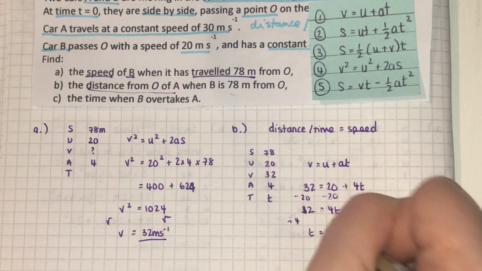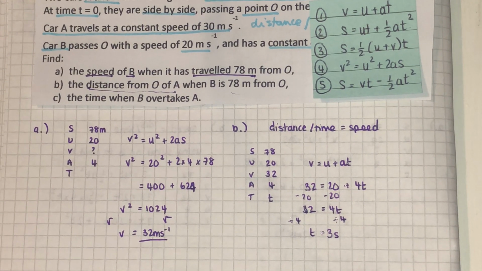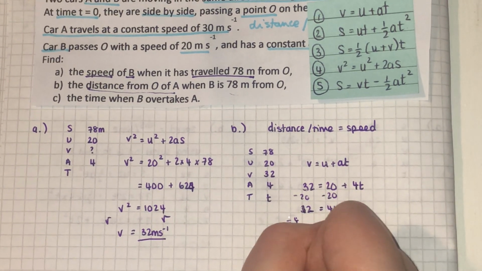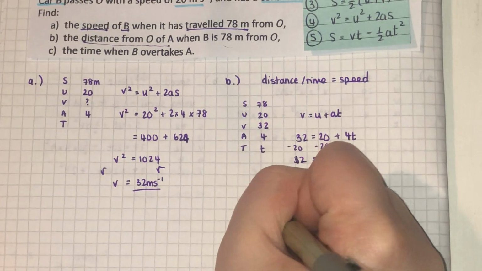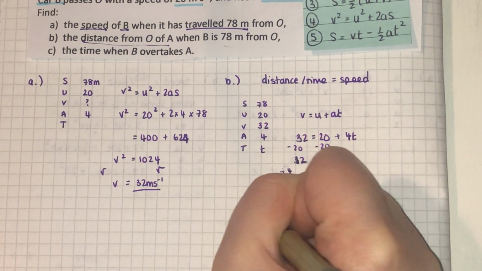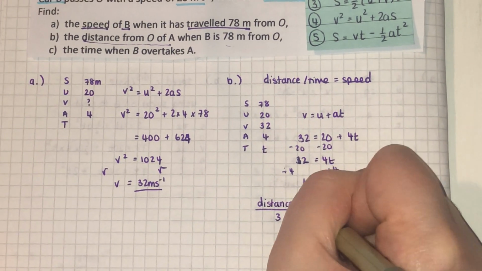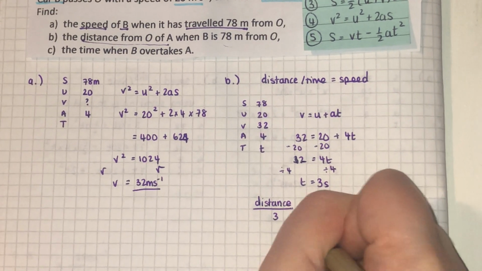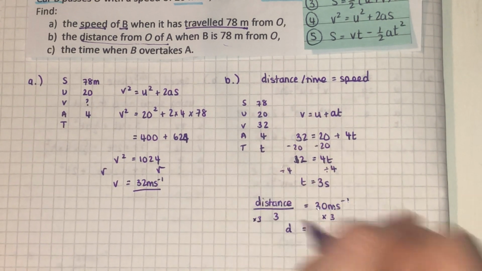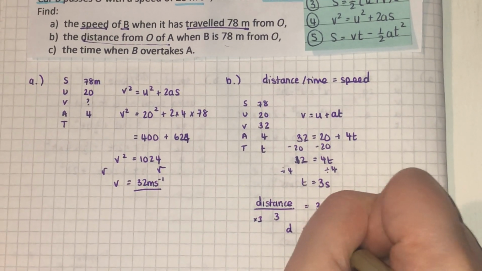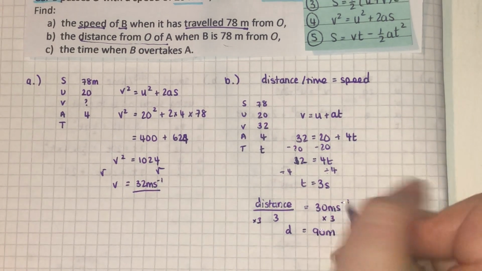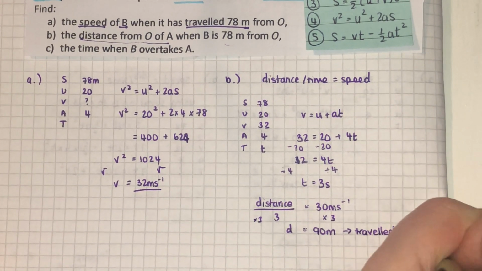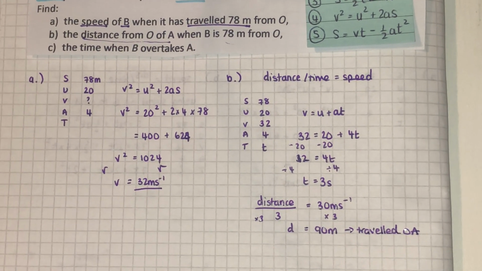So t is equal to 3 seconds. So we know that it took 3 seconds for car B to get that far. Okay, so then using this formula, the distance that we're looking for: distance divided by the time, which we know is now 3, is equal to the speed of 30 meters per second. So the distance must be that times by 3, because we need to get rid of the 3 on the denominator, which is 90 meters, from O to A. Okay, so that's that bit done.